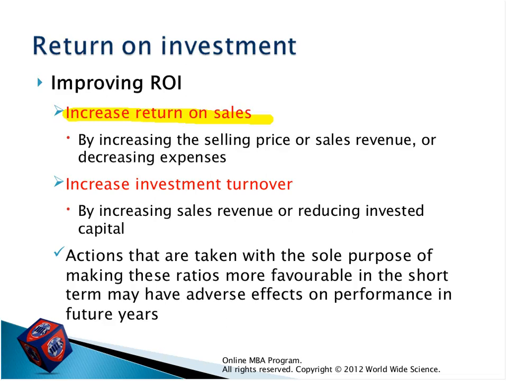Next one is to increase the investment turnover. This can be done by increasing the sales revenue or reducing the invested capital. So if we reduce our invested capital, then of course we can save money in the company, right? Or just increase the sales revenue.